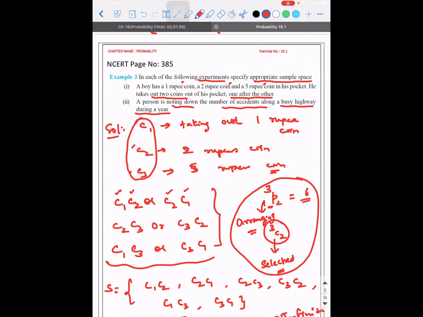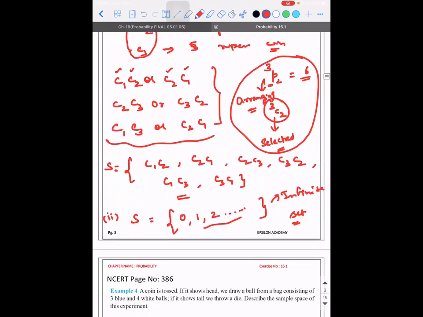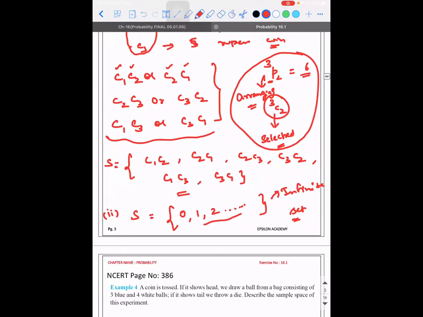There might be 0 accidents, there might be 1, there might be 2, there might be 3, or there might be 10 also. There is no fixed number, right? So the number of accidents on a particular day can range from where to where? 0 to any number, which is not known. So that's why the sample space is 0, 1, 2, and so on till the end. There is no end for it. If you're clear with this, I'll proceed with the next question.